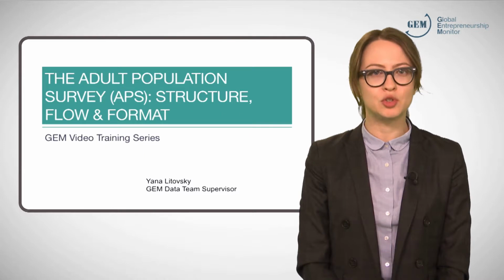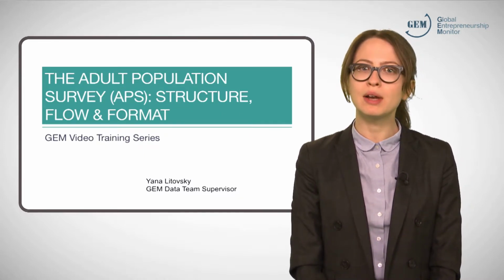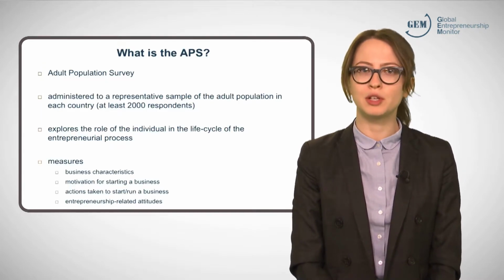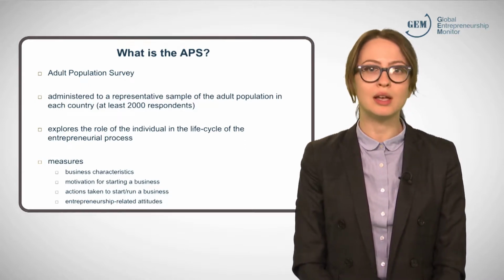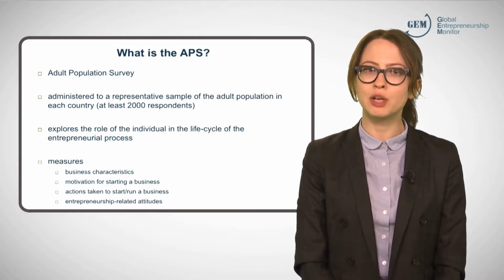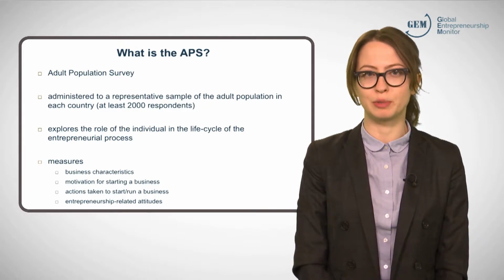I'm going to review the structure, format, and components of the Adult Population Survey and provide some tips for customizing it for your team. The Adult Population Survey, or the APS, is a unique instrument used to measure the level and nature of entrepreneurial activity around the world. It is administered by GEM national teams to a representative national sample of at least 2,000 respondents.